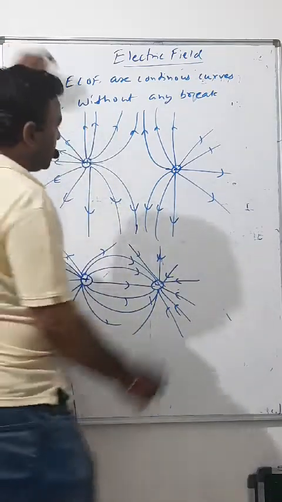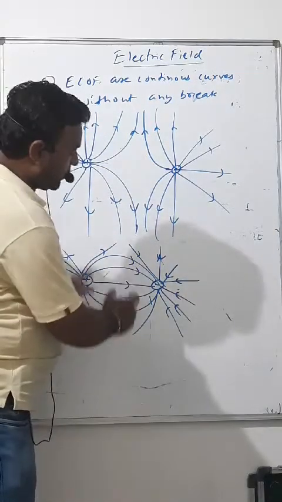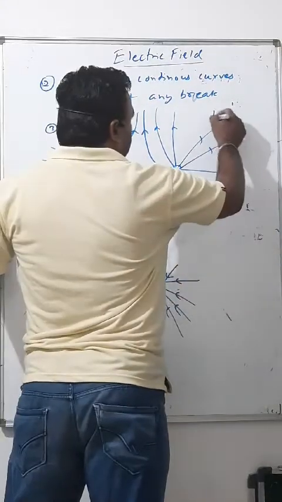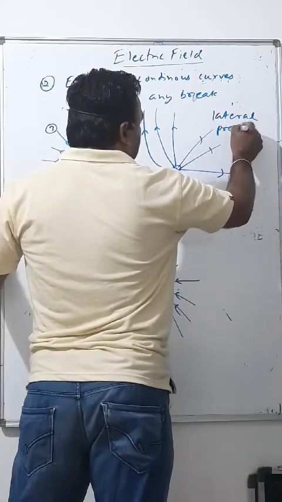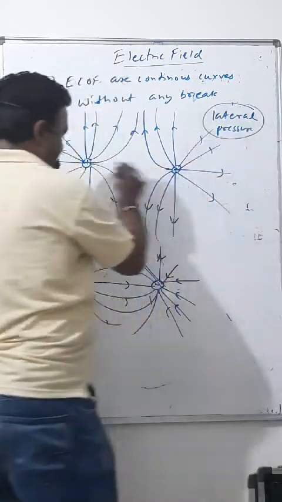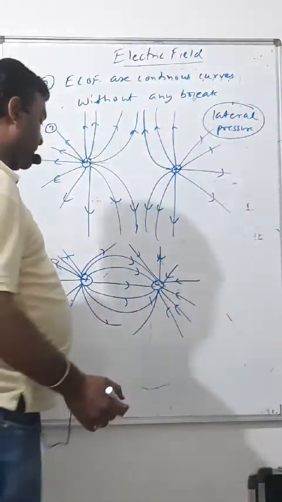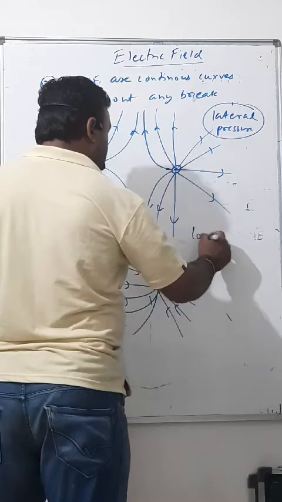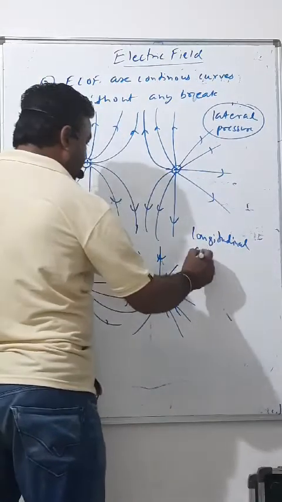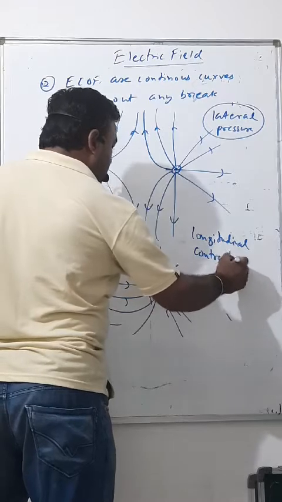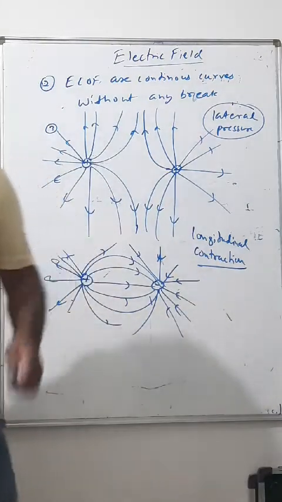This is called lateral dilation. This is called longitudinal contraction. This is called lateral pressure. If similar charges are put together, then the lines of force exert lateral pressure, and this is called longitudinal contraction. This is another property, property number 3, right?